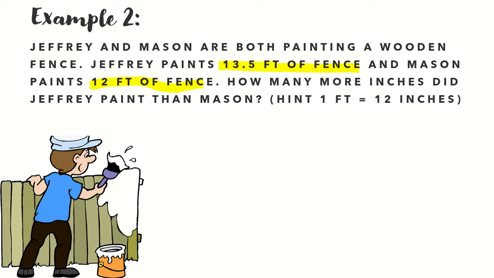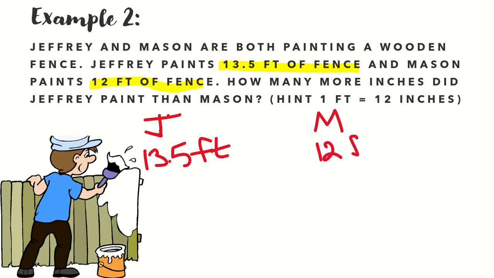Okay, so here's the situation. Jeffrey, I will do J for Jeffrey, has painted 13.5 feet. Mason has painted 12 feet. Clearly, Jeffrey has painted more. That's true. But that's not the question, is it? The question is how many more inches did Jeffrey paint? We know that he painted more in feet, but their question is how many more inches?